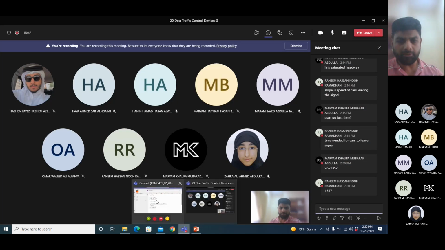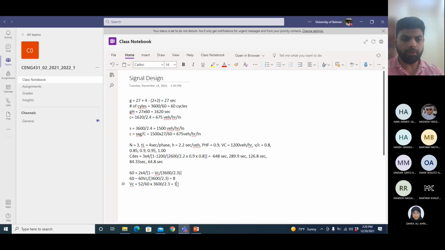1357 vehicles per hour per lane. Why per lane? Because we use a saturation headway in the equation, so by default it is per lane. So from all directions, this cycle length can handle 1357 vehicles per lane. Total per lane volume from all directions should not be more than 1357 vehicles.